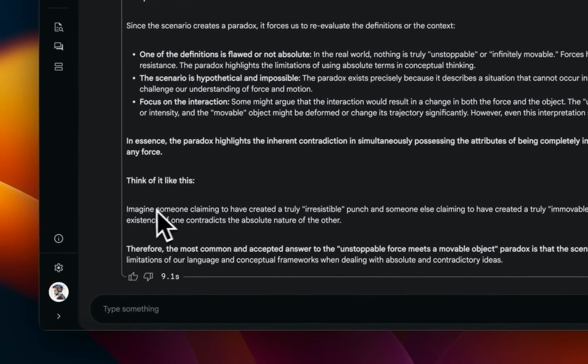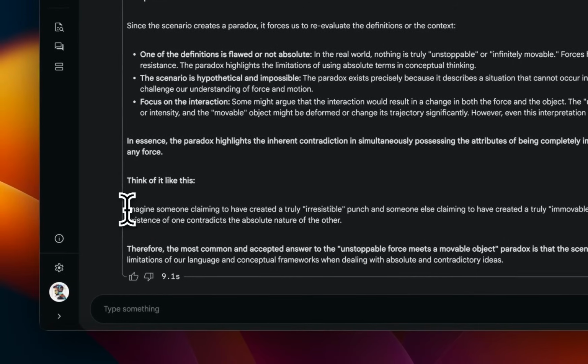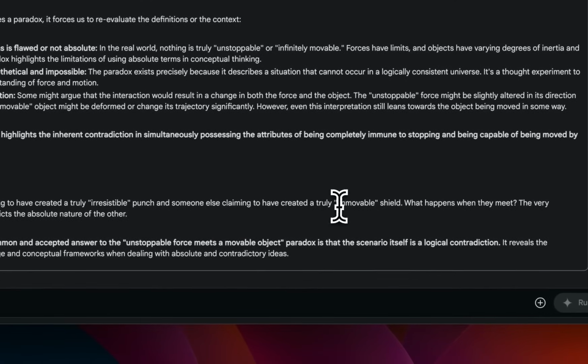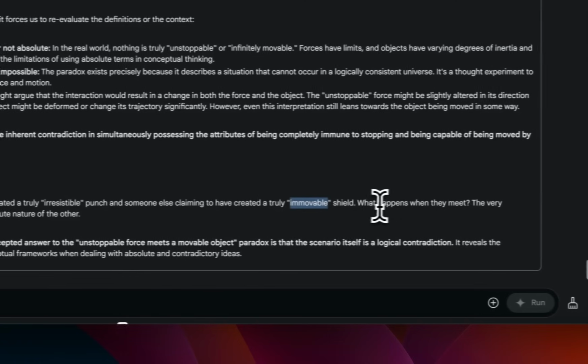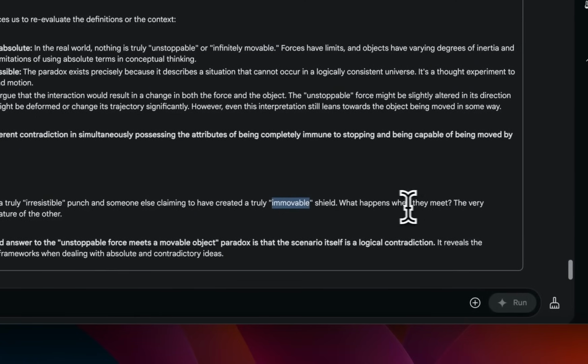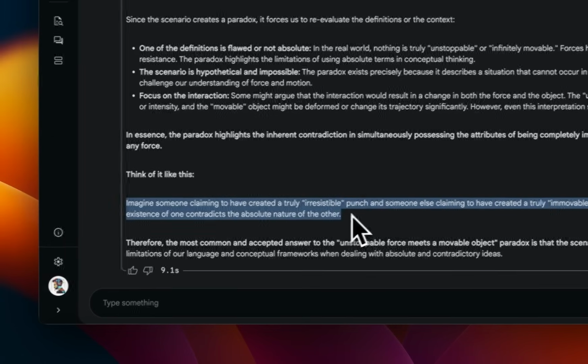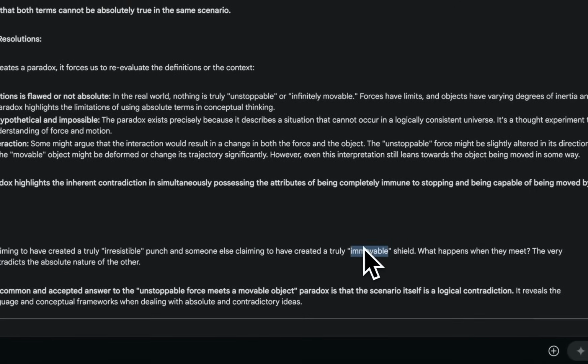If you look at the last part of this, it kind of shows you exactly where this is coming from. So it says, imagine someone claiming to have created a truly irresistible punch and someone else claiming to have created a truly immovable shield. What happens when they meet? The very existence of one contradicts the absolute nature of the other, right? Again, we are saying it's a movable shield. It should be able to move when enough force is applied.